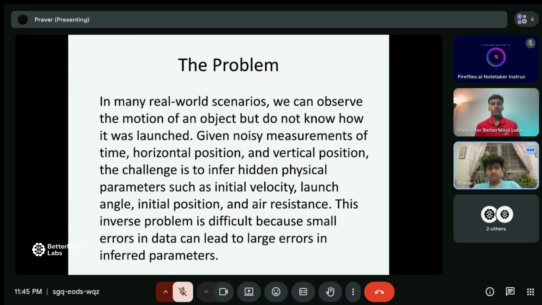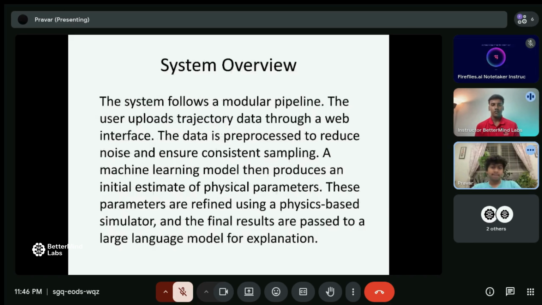Okay, understood. We previously went over the problem, but I'll say it again. In a lot of real world scenarios, objects are launched, but we don't know from where and at what speed they were launched. So what our project aims to do is allow people to know what velocity, air resistance, and angle an object was launched from, for a bunch of real life uses such as military or even sports, like finding out the angle and velocity from which a basketball was thrown.